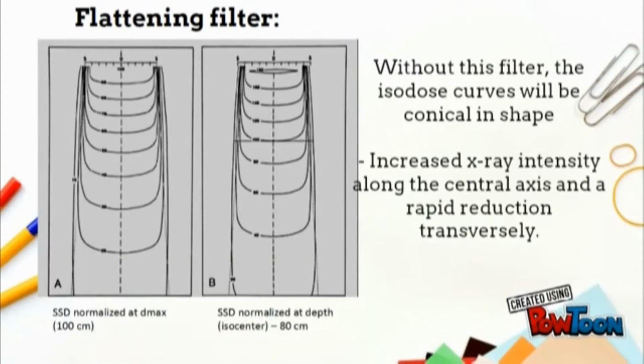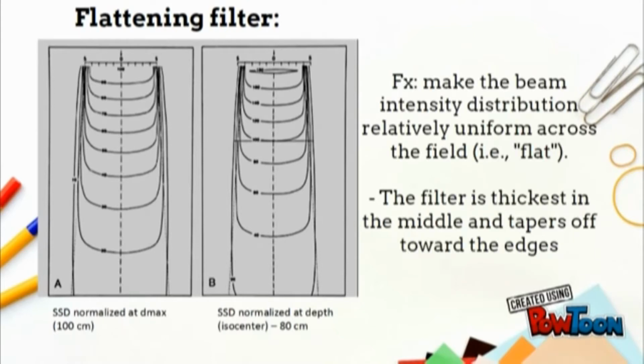Flattening filter. The flattening filter determines the shape of the isodose curves. Without this filter, the isodose curves will be conical in shape, showing markedly increased X-ray intensity along the central axis and a rapid reduction transversely. Its function makes the beam intensity distribution relatively uniform across the field, which is flat. Therefore, the filter is thickest in the middle and tapers off toward the edge.